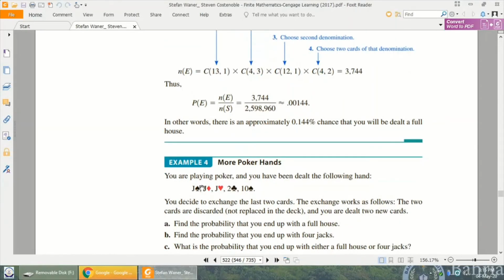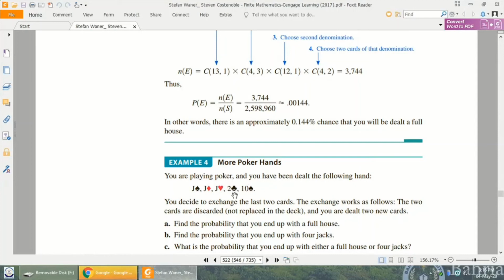Again, you have more poker questions here. You have to find the probability that you end up with a full house. So again, you have to basically exchange 2 cards, club and spade. So you already have one missing club, spade, club jack, and you want to also replace them, remove them, and then you can have. So there are different possibilities.